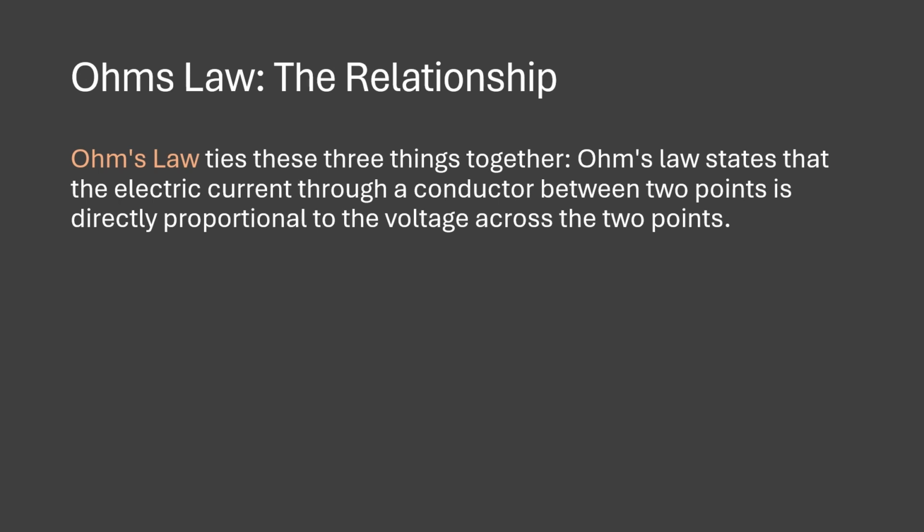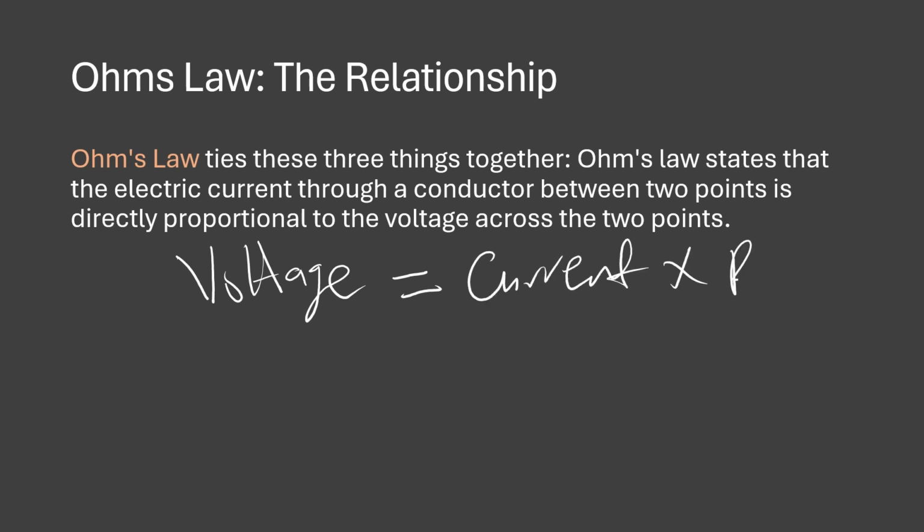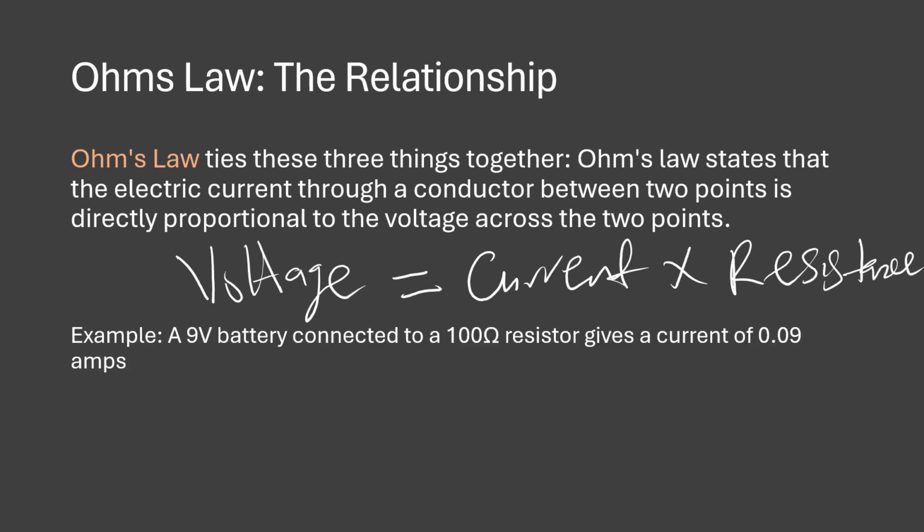I will say that Ohm's law states that the electric current through a conductor between 2 points is directly proportional to the voltage across the 2 points. What does this mean? If you are going to write out the equation, we have that voltage equals the current multiplied by the resistance. Now, how can we represent it, and what does this mean for us in a circuit?